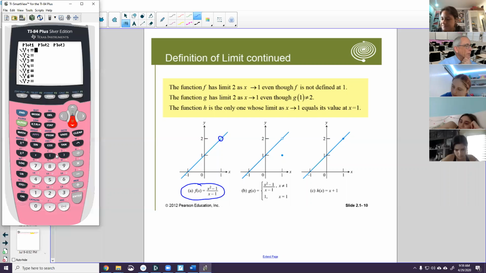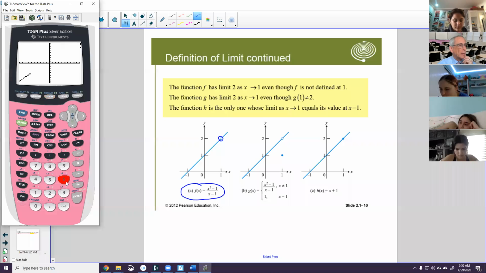So y equals, I'm going to go parentheses, x squared minus 1 divided by x minus 1. And if I go zoom 6, I'm going to get a line. Okay, so I can see there's a hole in this line at the point 1, 2, but you can't see it on this graph right here with the TI.